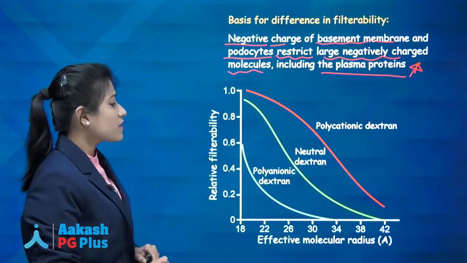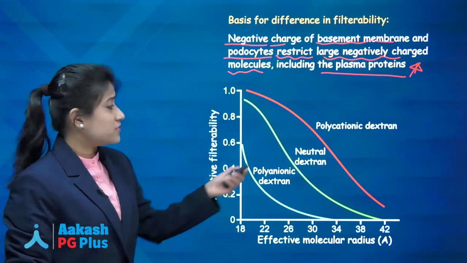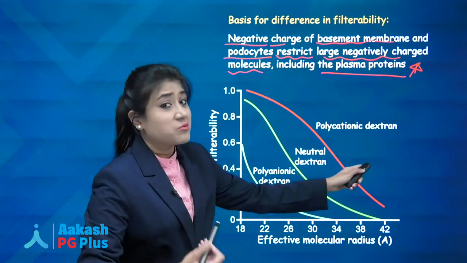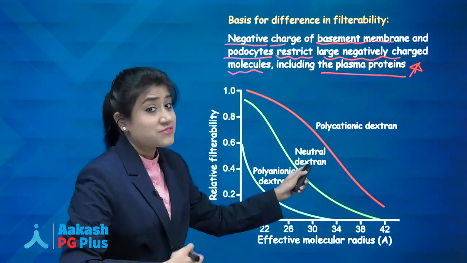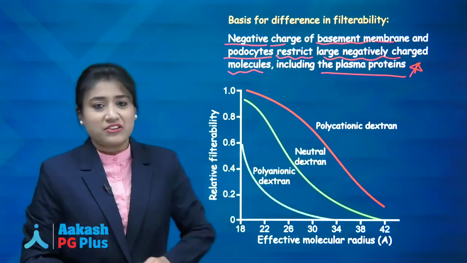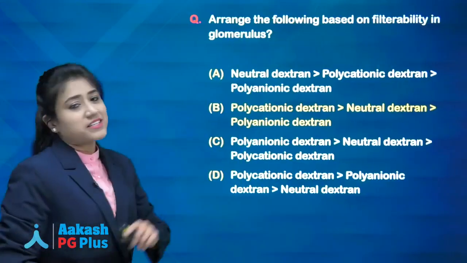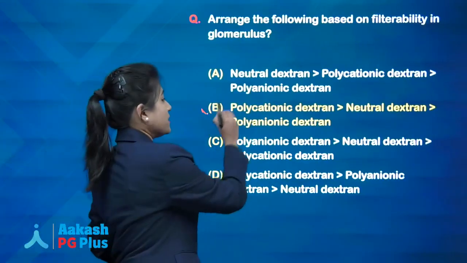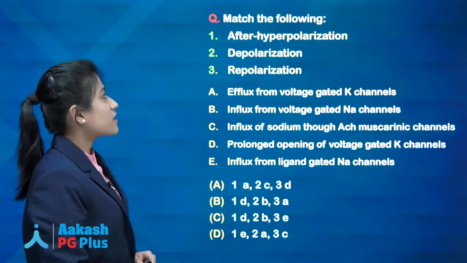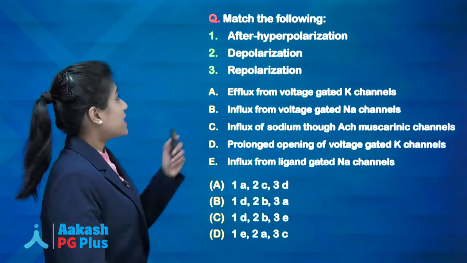Okay. So again, I have shown you this graph that polycationic dextran is filtered more as compared to the neutral, neutral is filtered more as compared to the polyanionic dextran. That's why the answer to this question is B. Got it? Now next question, match the following.